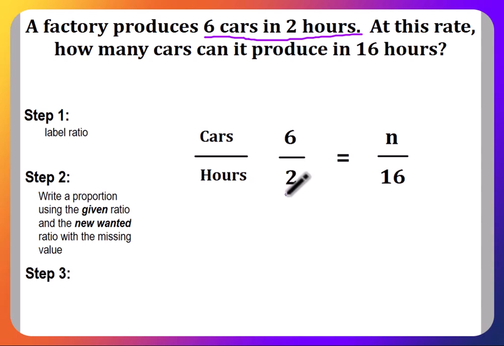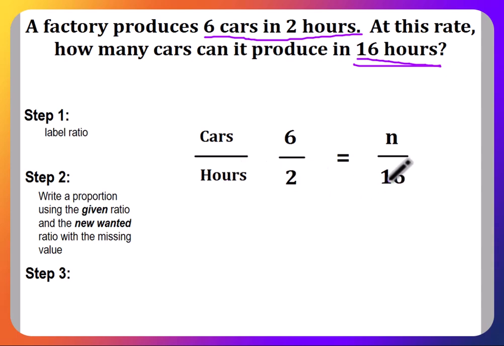And a proportion means equivalent, so I write my equal sign. And then I'm going to set up my second ratio. My second ratio is where I change the amount. How are we changing our rate? Well, it wants us to change it to 16 hours. So that's going to go on the bottom with the hours.